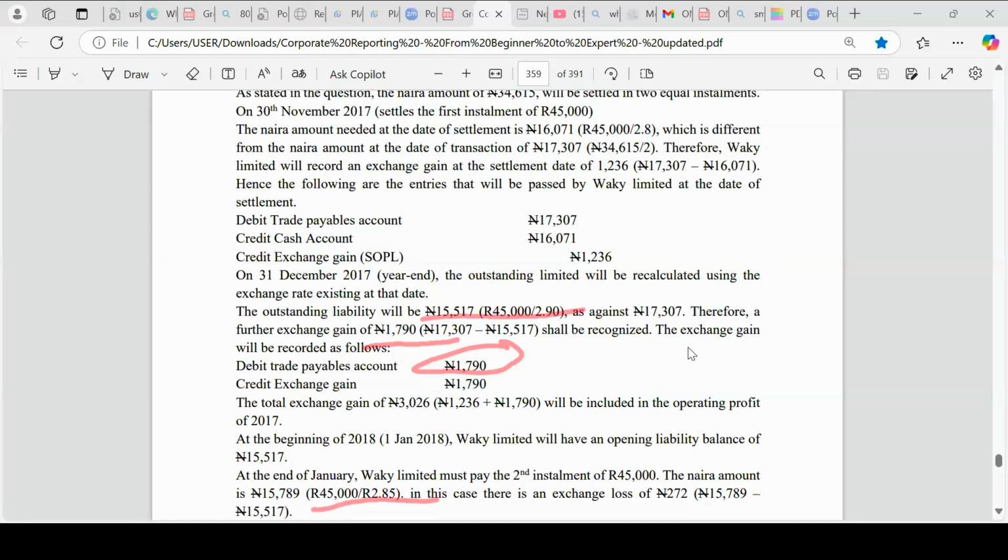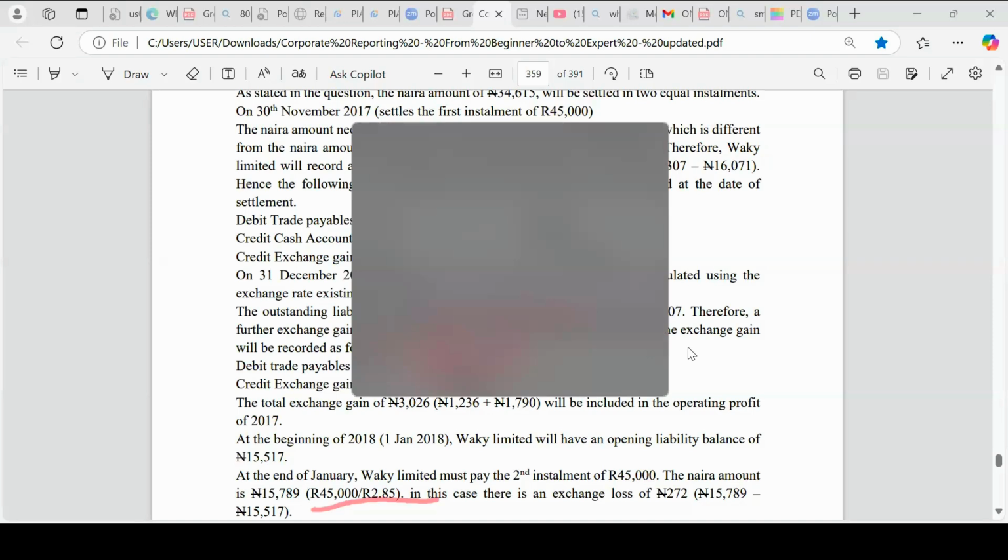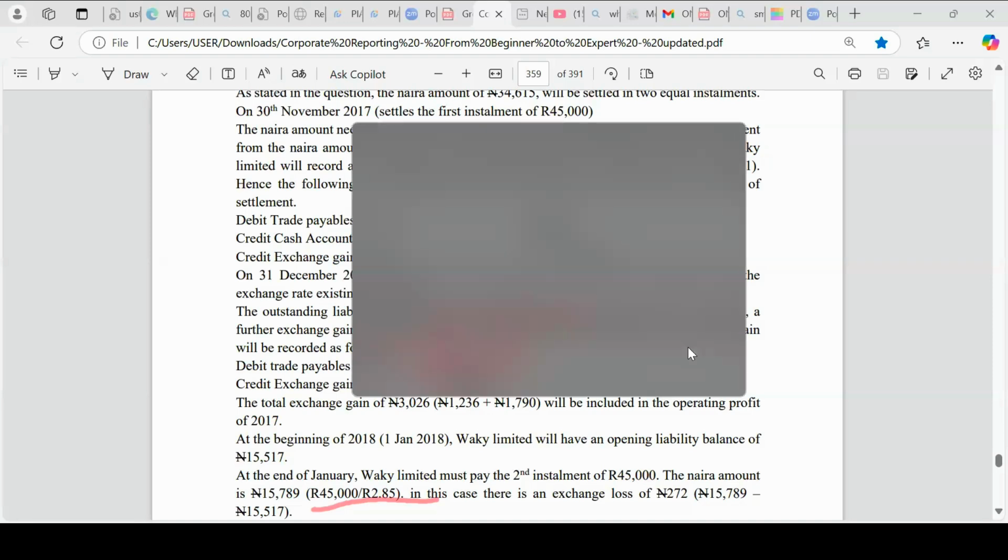Do we have any questions around this? This is just to walk you through the conversion process, so to say. Do we have any problem around this one? Mr. Esang, is it clear?